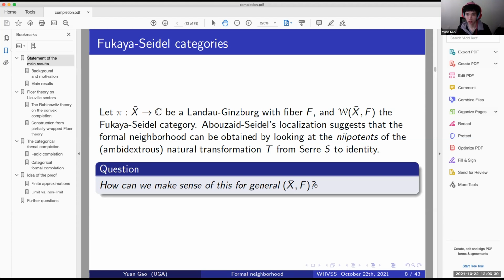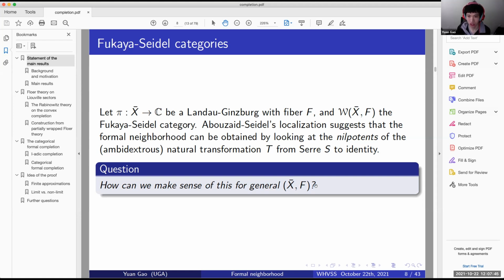So let's say we have a Lefschetz fibration with fiber F, and by the construction of localization by Abouzaid and Seidel, to obtain the formal neighborhood, we can look at the nilpotence of the ambidextrous natural transformation from the Serre functor to the identity. By the nilpotence, I mean, first you look at objects M such that the natural transformation T on that object, which I denote by T of M, can be iterated to zero for sufficiently high powers. And you should know that the nilpotents are understood to be in the category of twisted complexes or perfect complexes, which are slightly larger than the actual Fukaya category.